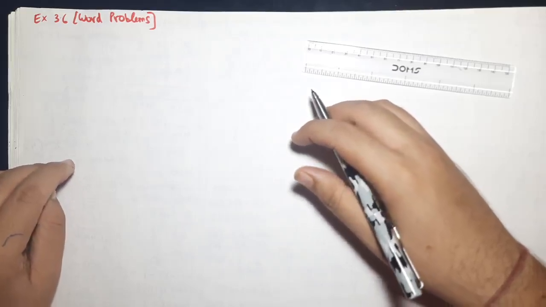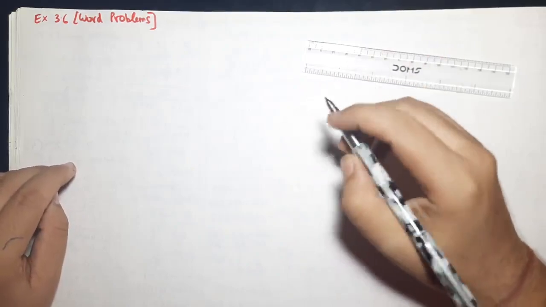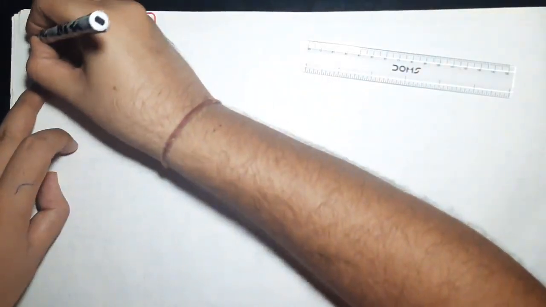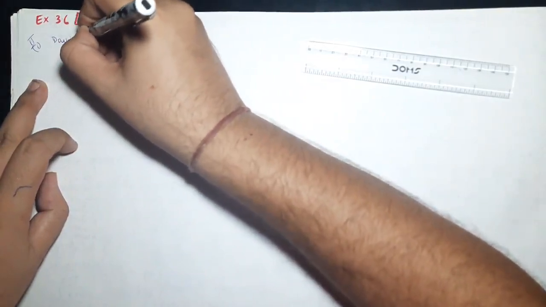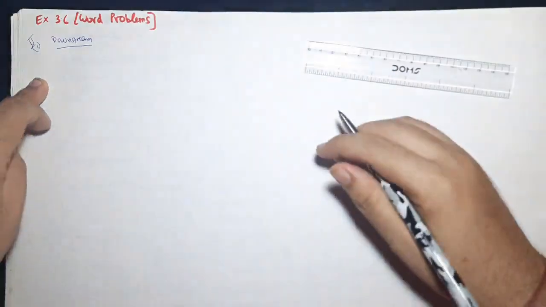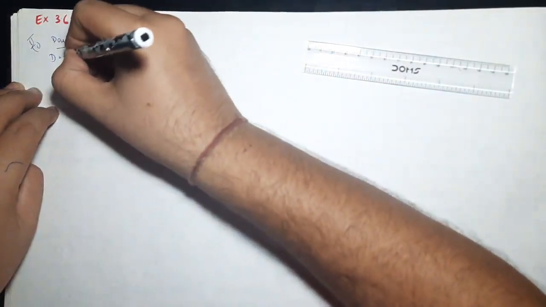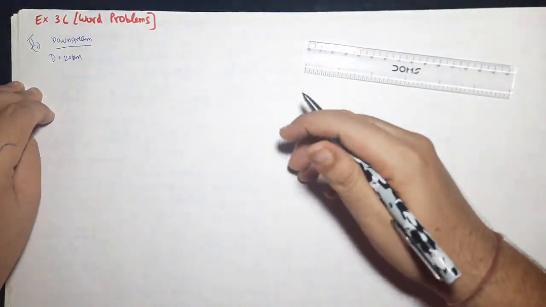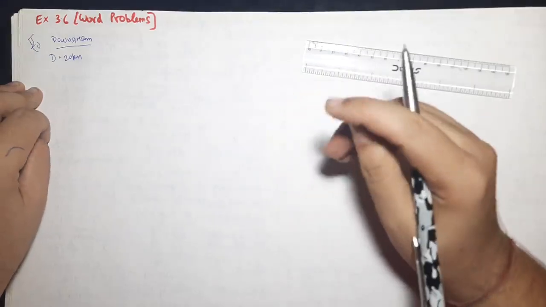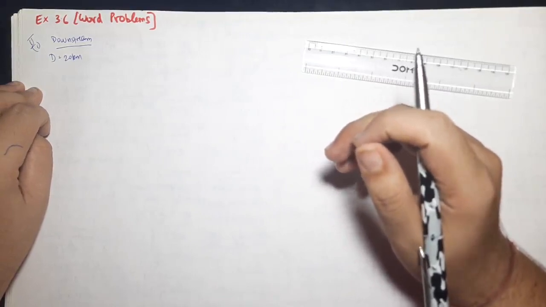So the question, shall I repeat once again? Ritu can row downstream 20 kilometers. The distance traveled during downstream. So let me give the heading as downstream. During downstream, the distance covered D is 20 kilometers. The distance covered is 20 kilometers, and it is downstream. And the question is to find the speed of rowing in still water and the speed of the current.